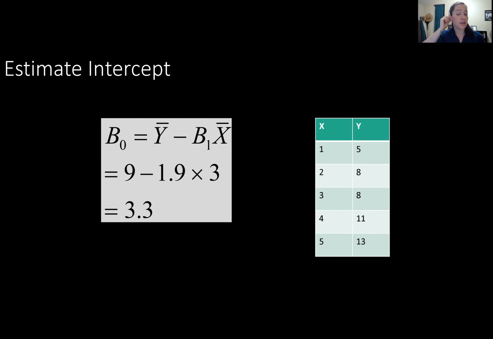Now, estimating the intercept. This is the exact same formula that Gravetter has, just using Y bar and X bar instead of the big mean. I think Gravetter also uses an A instead of a B subscript 0. Anyway, we're still going after the intercept, which is just the value of Y when X is 0. So we're basically just getting rid of the X here. Okay, that's pretty much it.